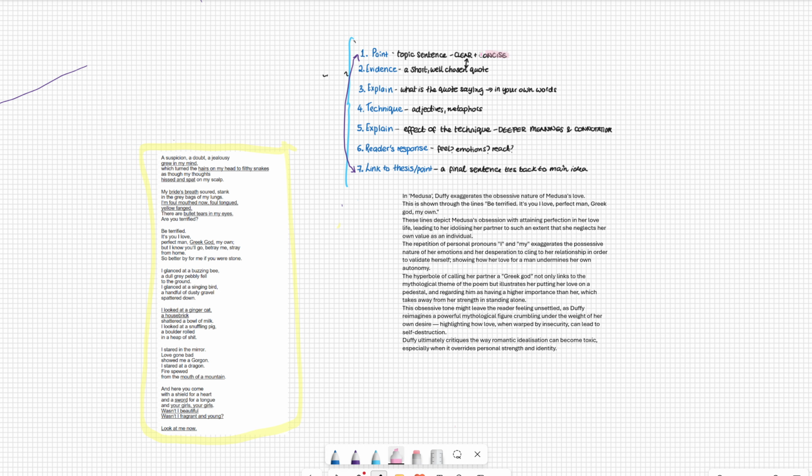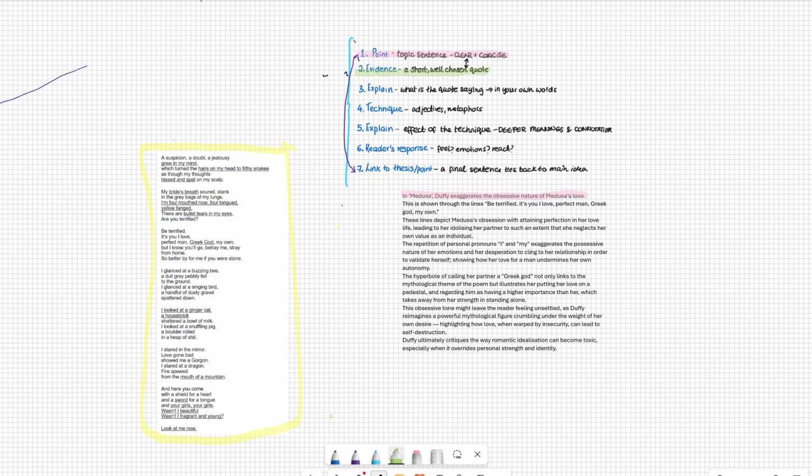So the first thing is a clear point. It has to have a topic sentence, and it's clear and concise, and it comes at the very beginning of your paragraph. Well, great, we can see that right here where it says, "In Medusa, Duffy exaggerates the obsessive nature of Medusa's love." The next thing we need is a very solid piece of evidence.